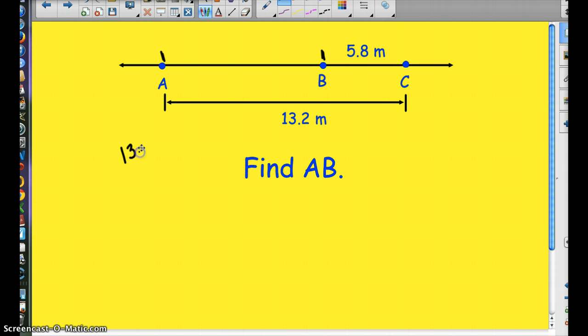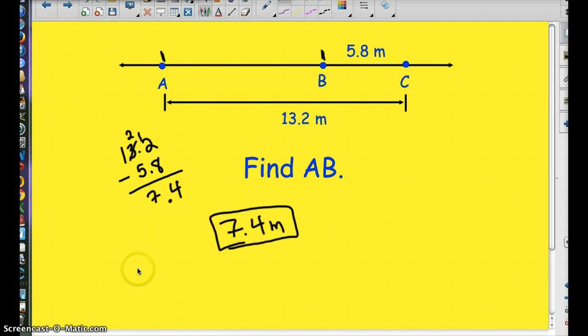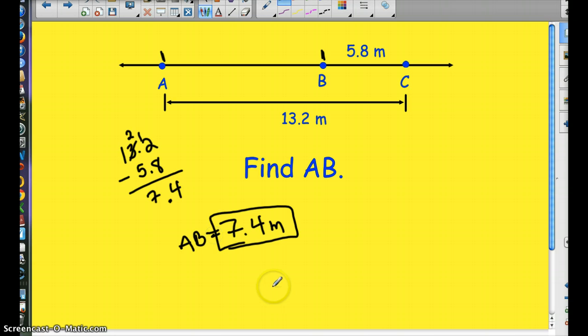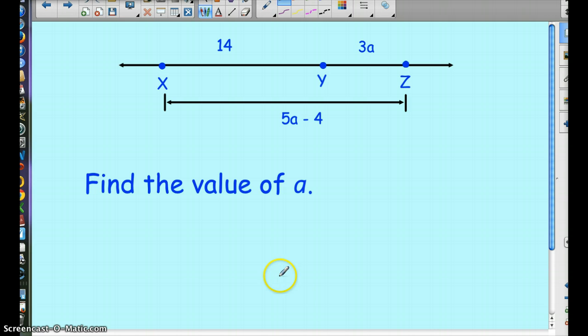So we're going to take 13.2 minus 5.8. And again, with subtraction, you have to line up the decimals. So go ahead, pause the video, see what you get, and we'll compare. So you should have gotten 7.4 meters. That's what AB equals, that line segment. Alright, let's look at another example where we can incorporate some algebra from last year.